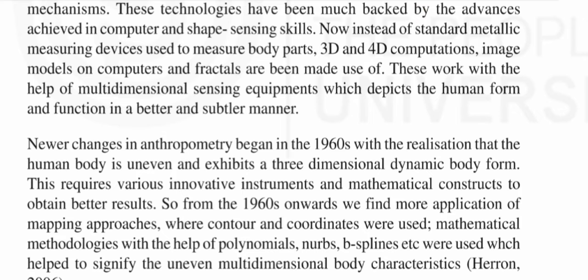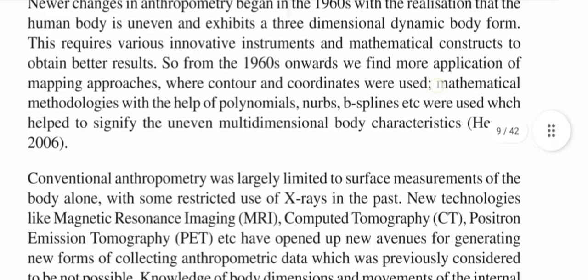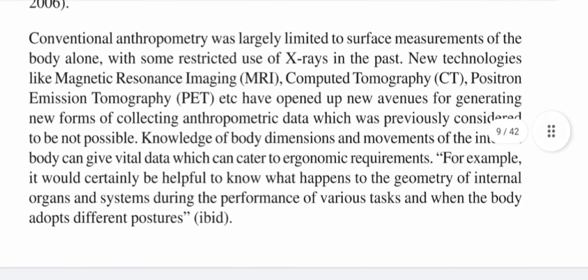Mathematical methodologies with the help of polynomials, NURBS, B-splines, etc. were used, which helped to signify the uneven multidimensional body characteristics (Heron 2006). Conventional anthropometry was largely limited to surface measurements of the body alone, with some restricted use of X-rays in the past.